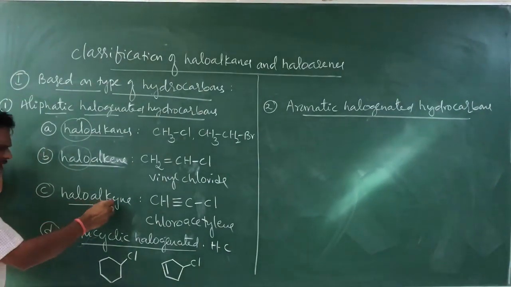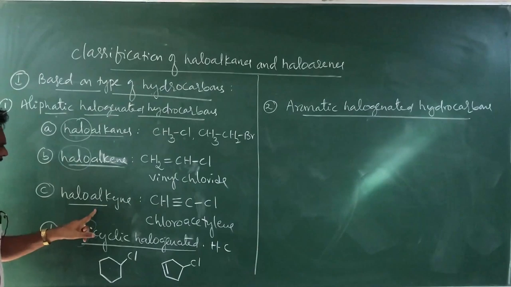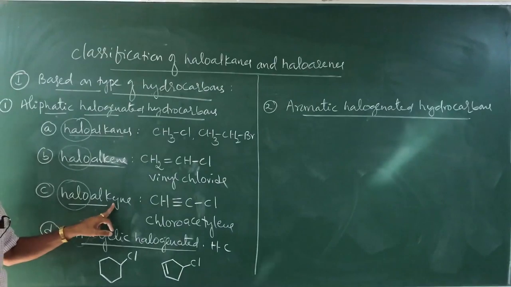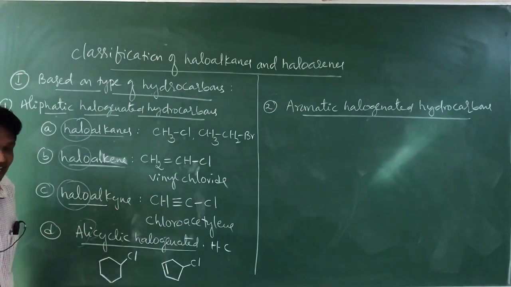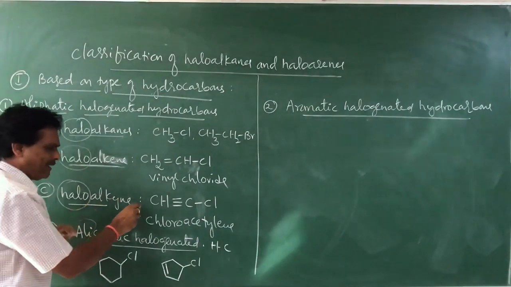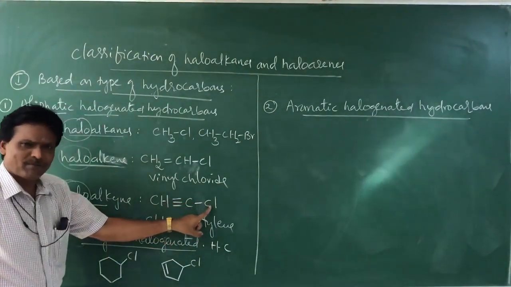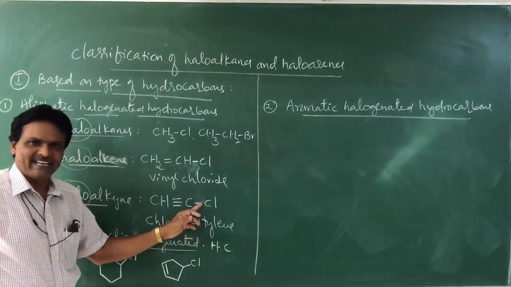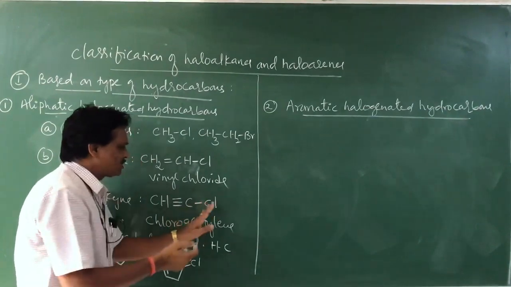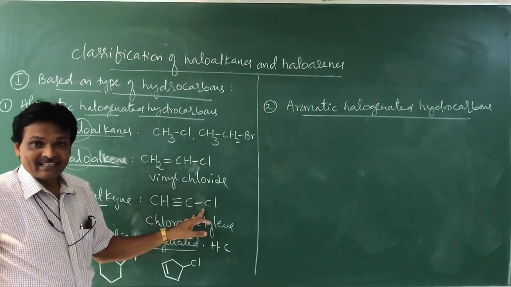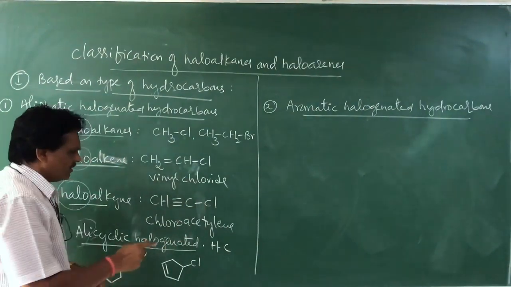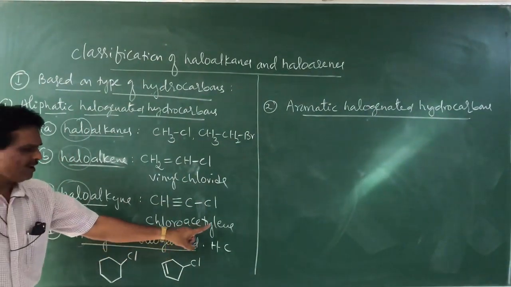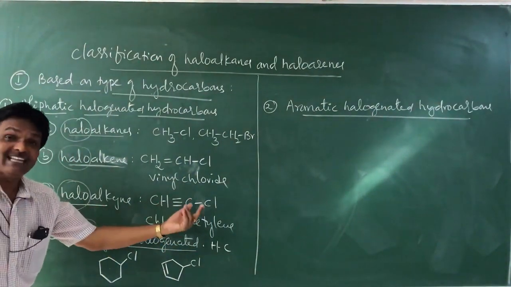Similarly, haloalkynes are the halogen derivatives of alkynes. These are obtained by the replacement of hydrogen atom of alkyne by halogen atom. So example is chloroacetylene. If this Cl is replaced by H, the name of that compound is acetylene or ethyne. So in acetylene, if one H is replaced by one chlorine, that is chloroacetylene or chloroethyne.